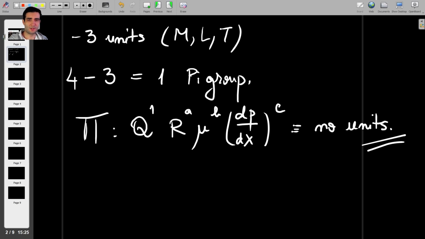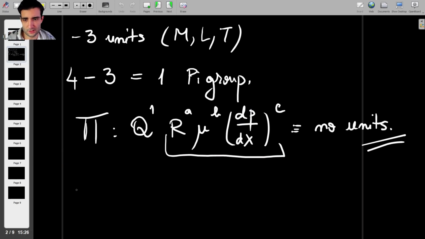Now, it doesn't really make sense to call those repeating variables because we only have one pi group, so we're not repeating the same structure somewhere else. But they work like repeating variables in the sense that we raise those to those dummy powers that we have to find out later. Okay, so let's do that.